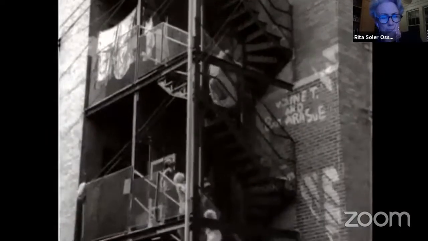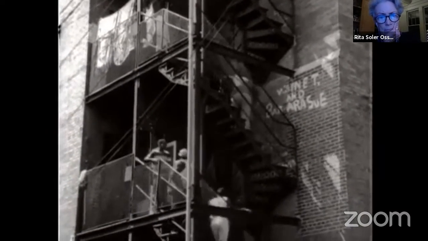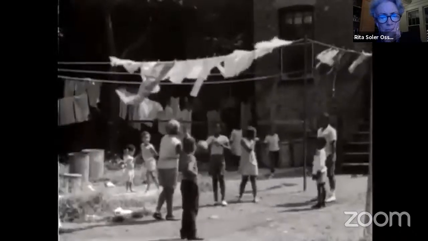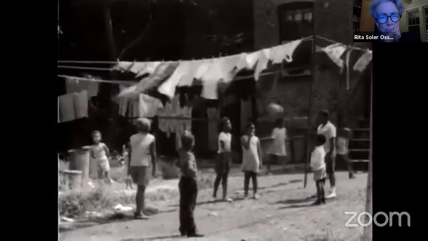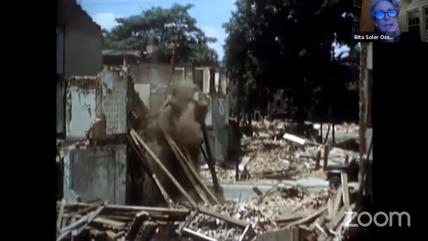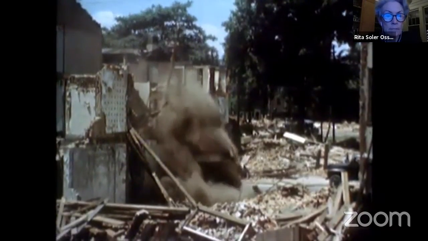All of a sudden, you're concentrating large numbers of poor people of color in one place. Another federal program, urban renewal, was supposed to make cities more livable. 90% of all housing destroyed by urban renewal was not replaced. 2/3 of those displaced were Black or Latino.